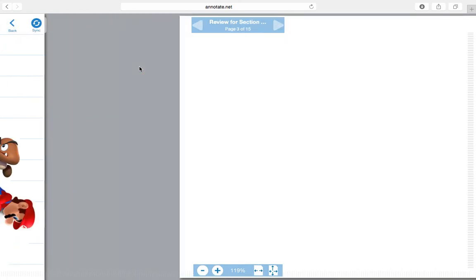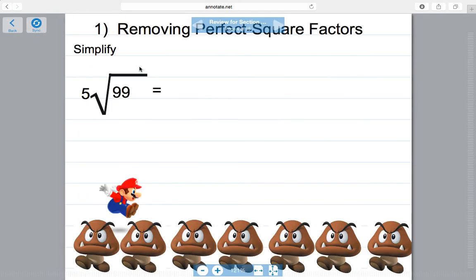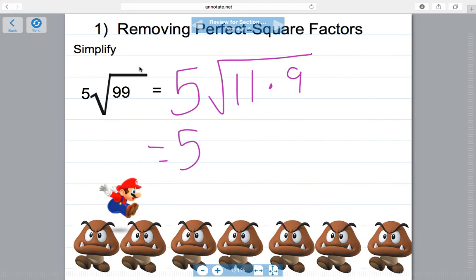Okay, let's look at another example. So here we have 5 times the square root of 99. So when I see 99, I automatically think of 11 times 9. So I'm just going to rewrite that 5 times the square root of 11 times 9. Now for the sake of this video, I'm going to write it out as each of those numbers in their own square root. But if you're able to do it successfully without rewriting them out, then feel free to go ahead and do that. So we have 5 times the square root of 11 times the square root of 9.